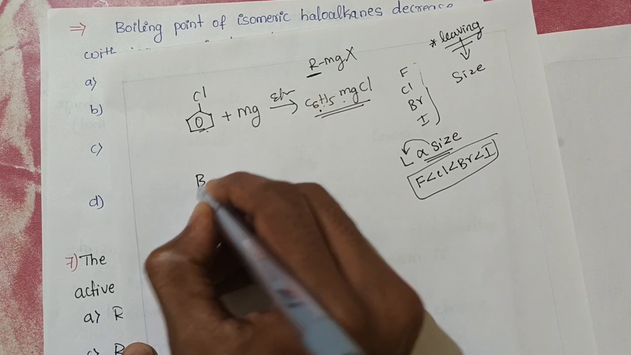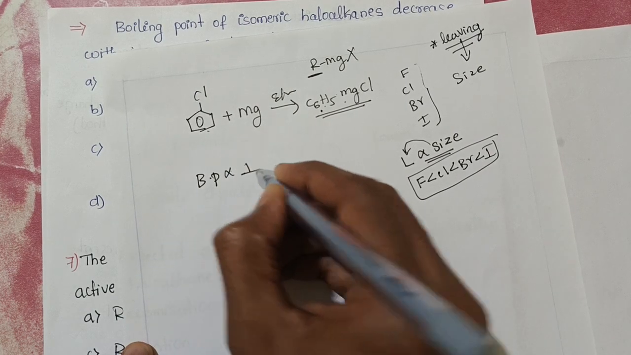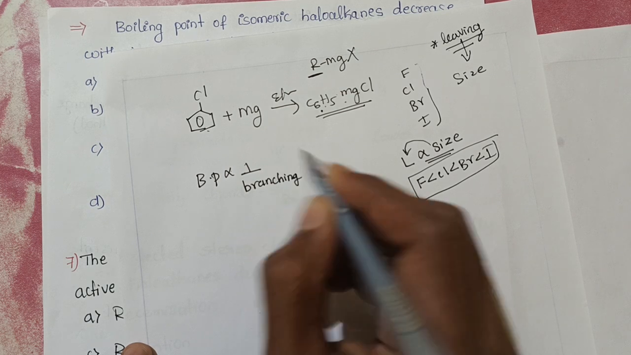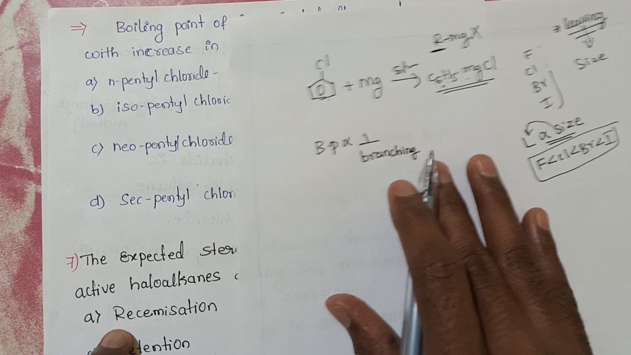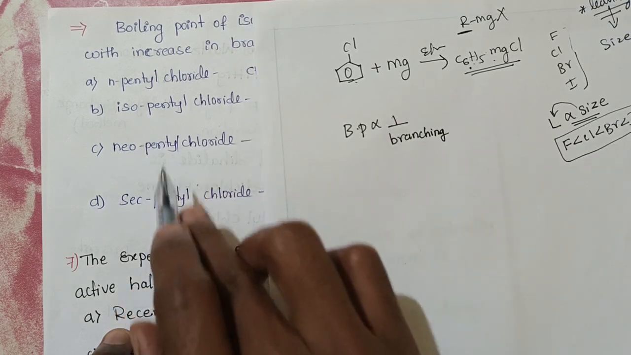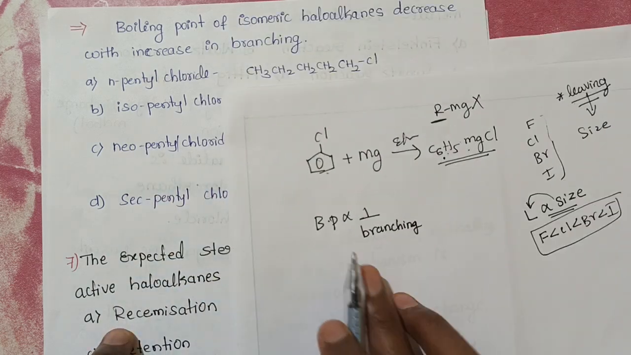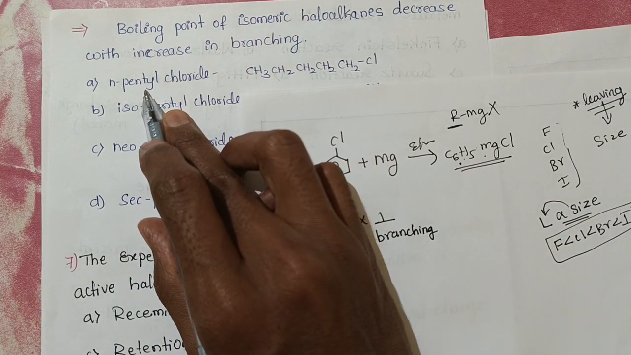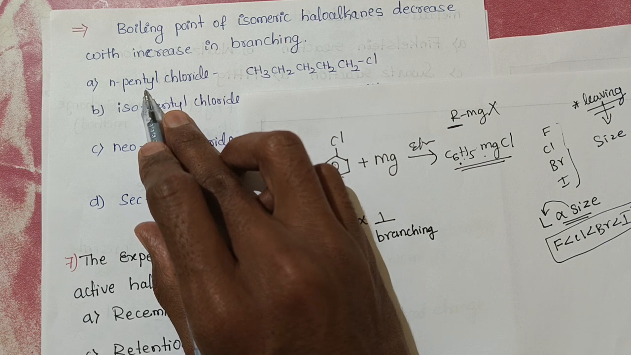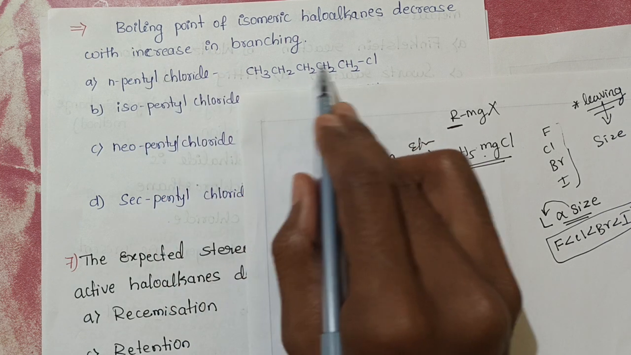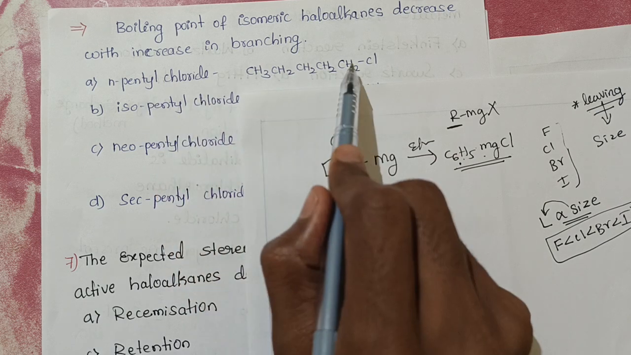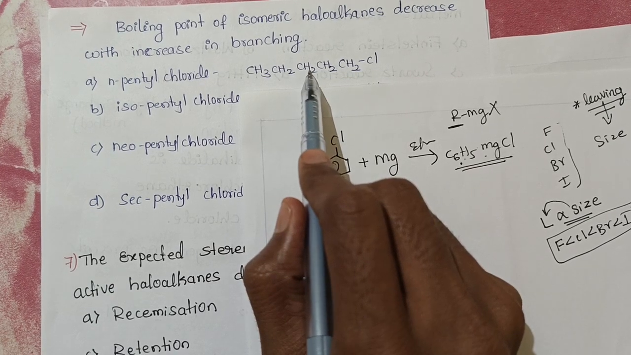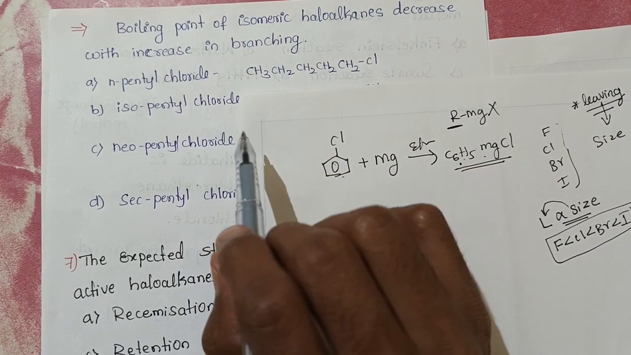What is the concept? Boiling point is inversely proportional to branching. So when branching increases, boiling point decreases. Now you have to understand what N-pentyl chloride, iso, neo and sec are. I wrote the structures here. N-pentyl means it is a straight chain. Pentyl means there are 5 carbon atoms, 1, 2, 3, 4, 5, and at any position, here or here, we can attach the chlorine. This becomes N-pentyl, so there is no branching here.